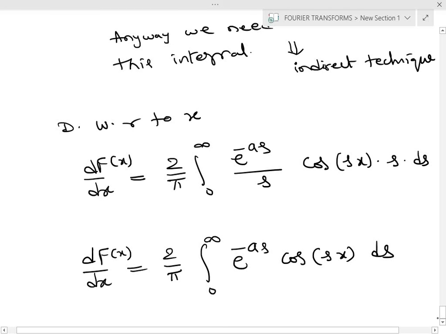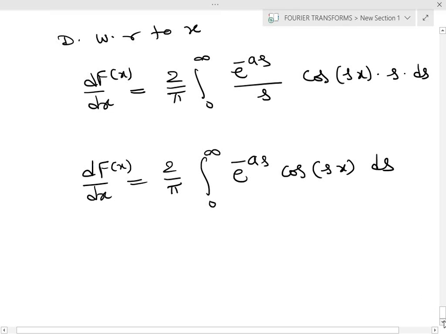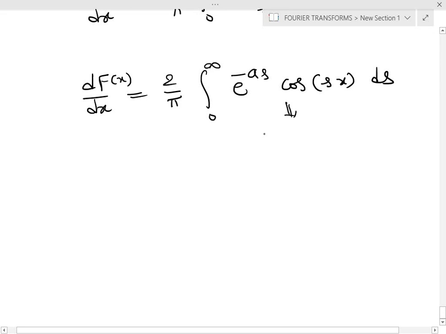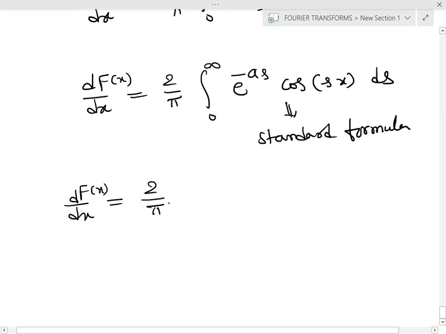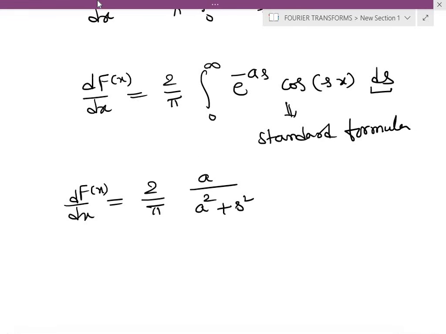Again it is the standard integral, the standard formula we have used many times. That means d by dx of f of x will be equal to 2 by pi into a divided by a square plus s square. Sorry, it will come as x square because we are integrating with respect to s.